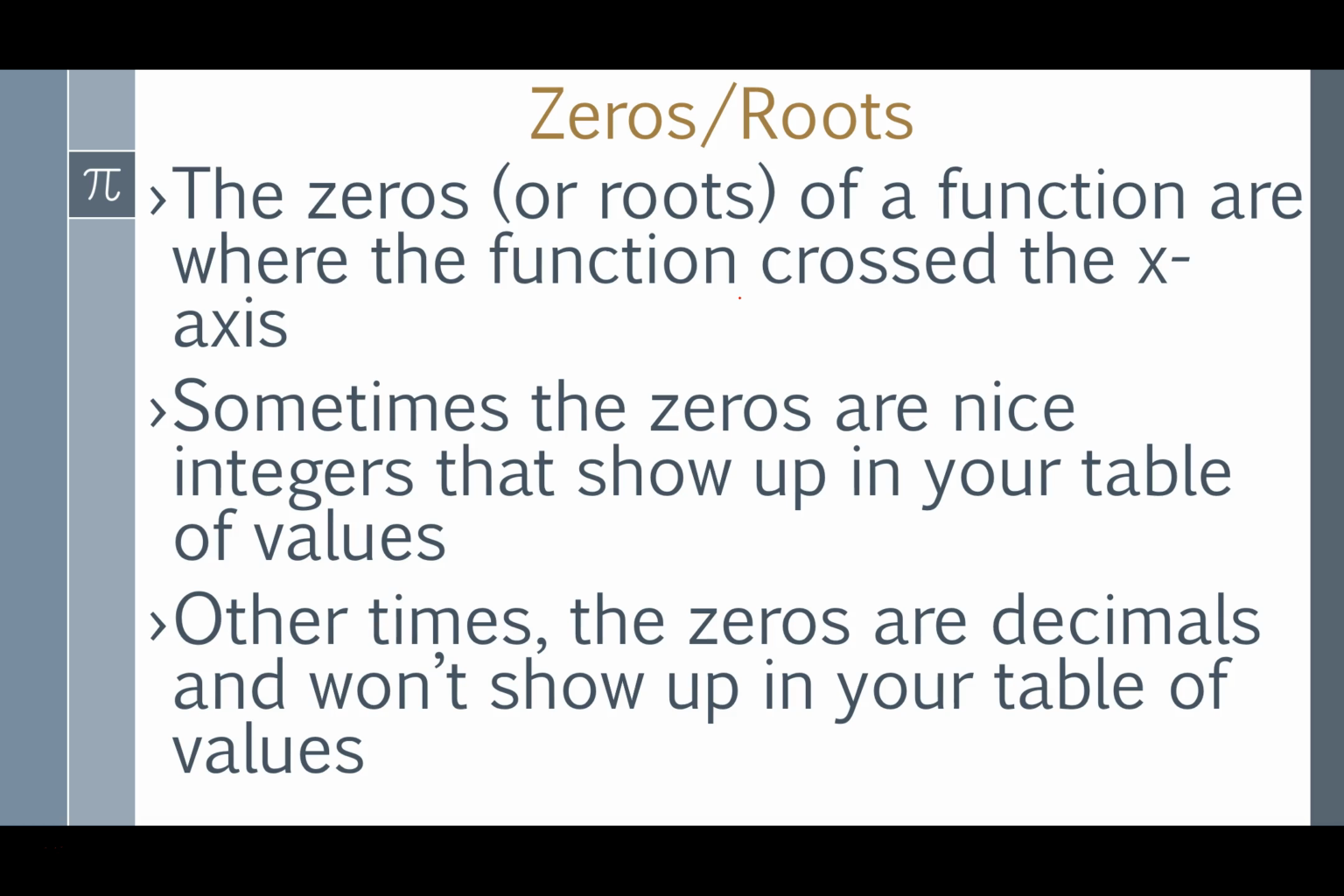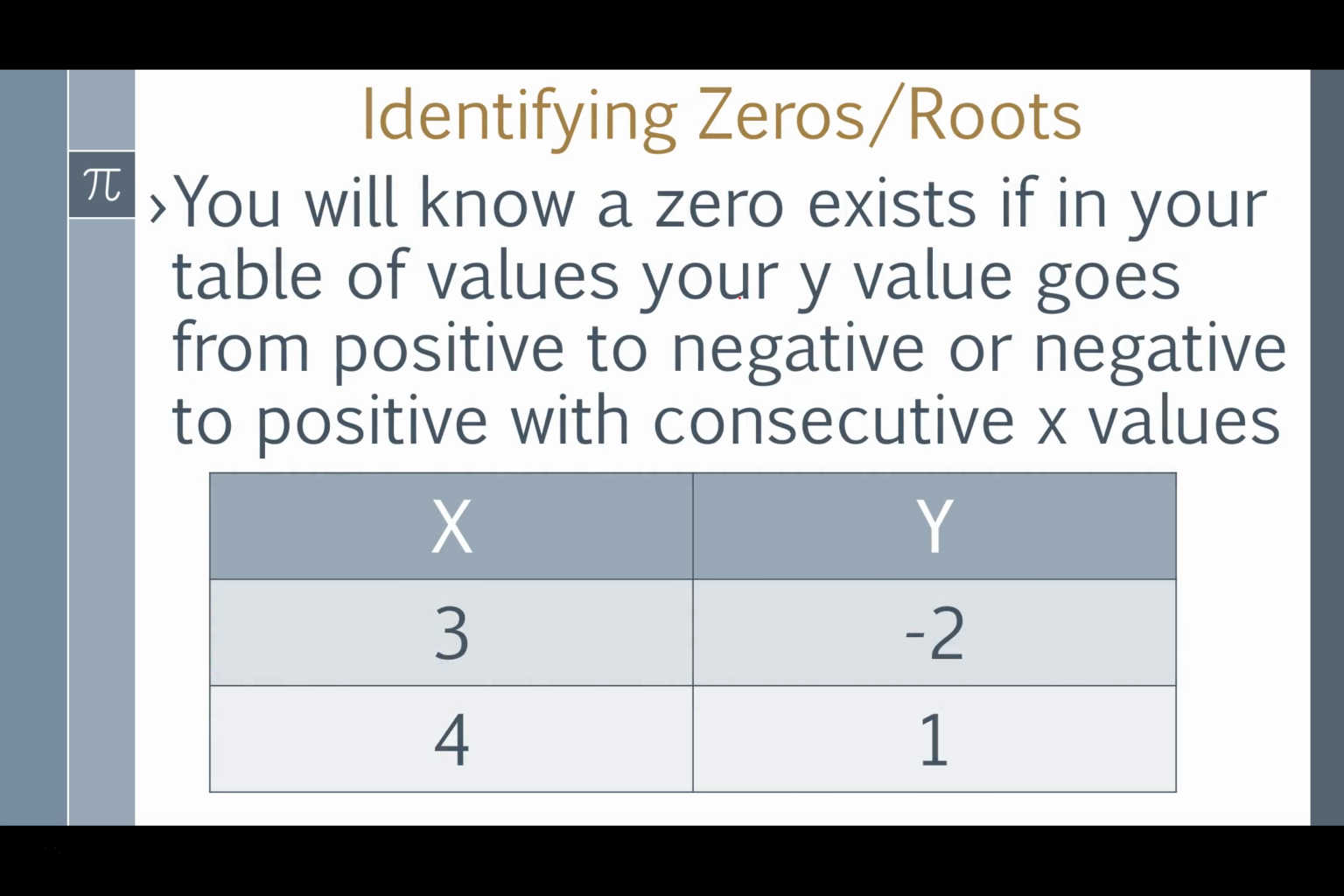But you will know a 0 is there, we will cross, because you're going to go from a positive y to a negative y, or negative y to a positive y, in consecutive x values. For example, x is 3, then goes to 4, and y goes from -2 to 1, which means somewhere between 3 and 4 for the x we're going to cross. So maybe 3.3 or 3.4, something like that. The key is, again, we're doing a sketch. It doesn't matter exactly where it crosses, we just know that we need to cross it at that point.